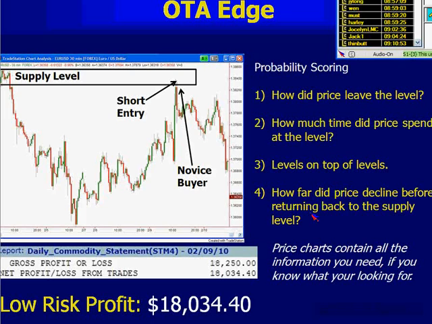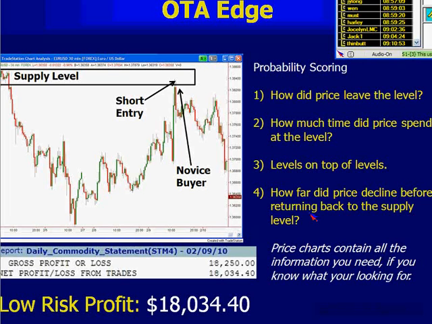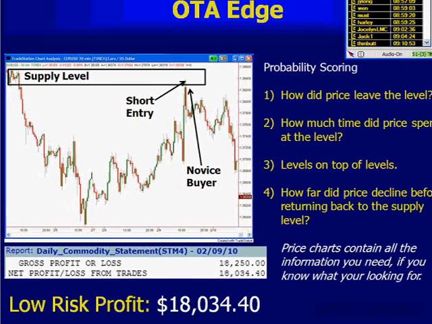So here's the supply level. Here's the strong move away from this level. This is in the euro. Now, what we're focused on here, this item number 4, is the distance from the origin of the breakout right here all the way to this lowest low. In other words, how far did prices move away from the level before returning back to the level for that entry point?